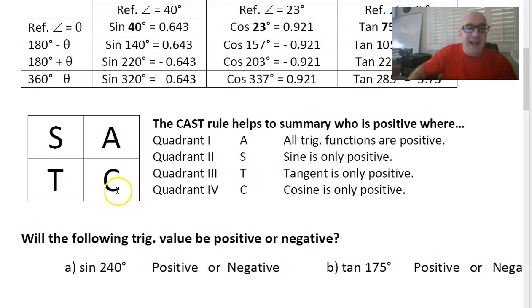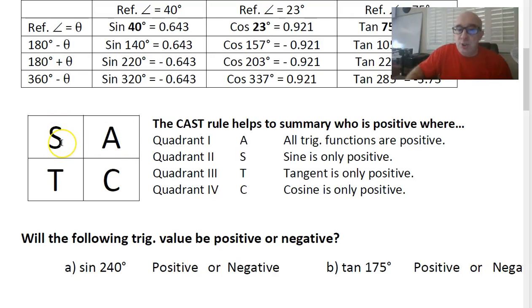I use CAST, C-A-S-T, the CAST rule. And you just have to remember that C starts in quadrant 4. But what do these letters stand for? In quadrant 1, because the x and the y values are positive, everybody's positive. All are positive. Sine, cosine, and tangent.